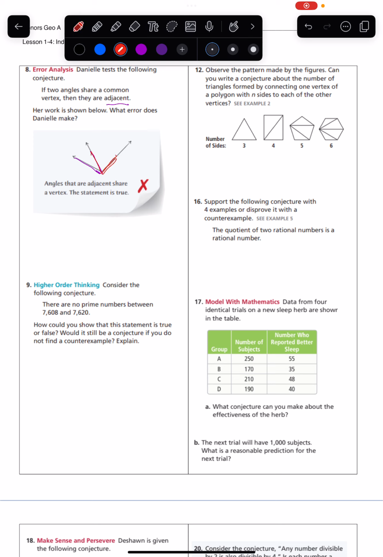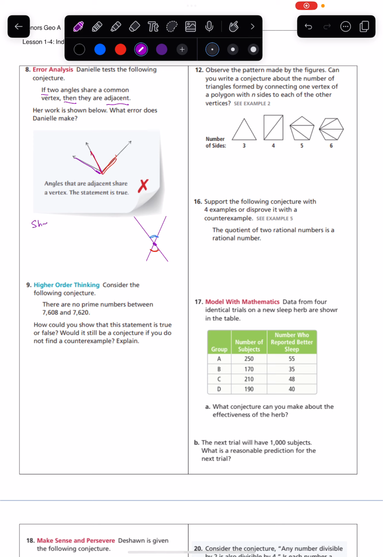She said, hey, they share a vertex. But that's not what the if-then statement says here. This says if two angles share a common vertex, then they are adjacent. So we want to show that for all angles that share a common vertex, they're adjacent. However, that's not true. So here's a diagram. And here's an angle right here. And here's an angle right here. Those angles happen to share a vertex, but they are not adjacent.